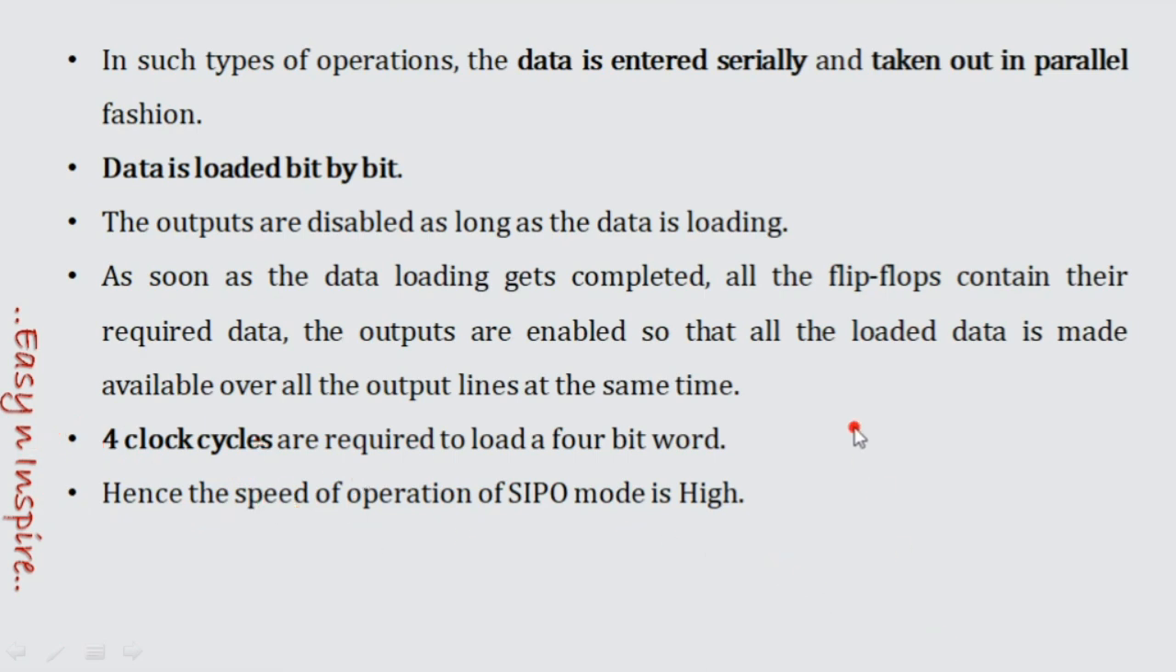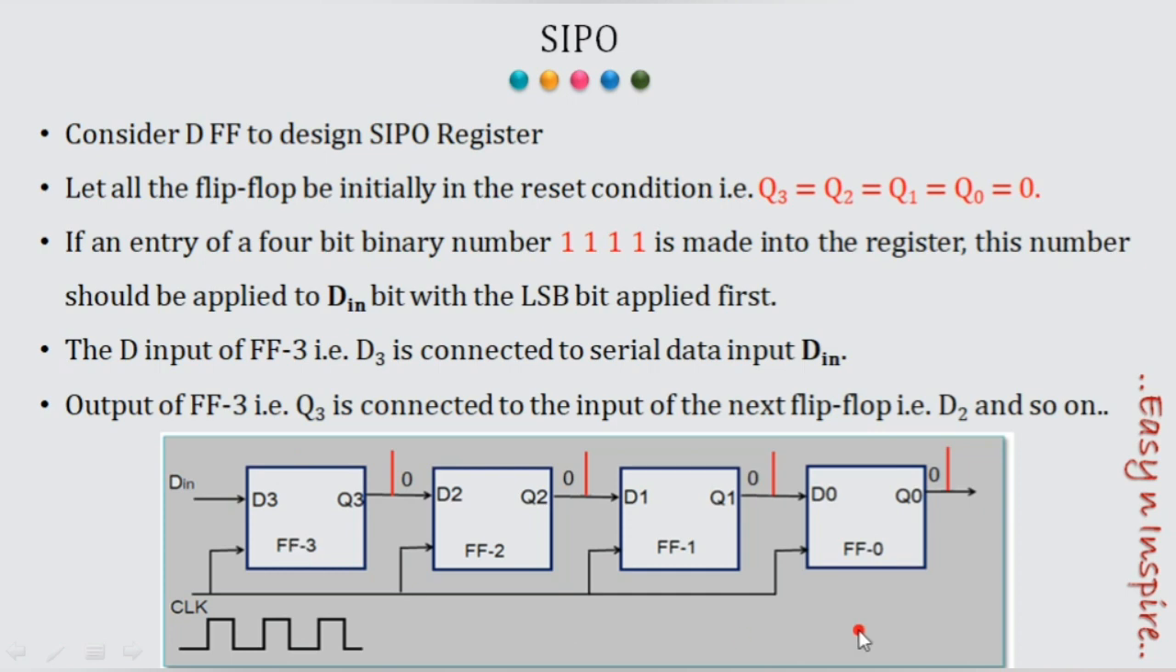So here, this is my block diagram. Initially, all the flip-flops have 0 as output because no clock pulse and no data is provided initially. And I am considering D flip-flop to design the SIPO register.